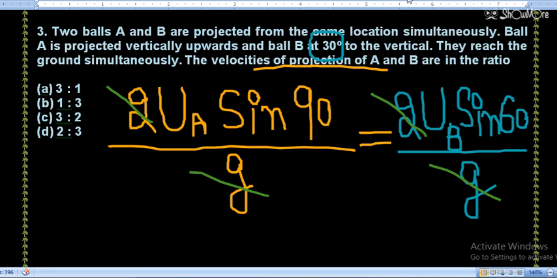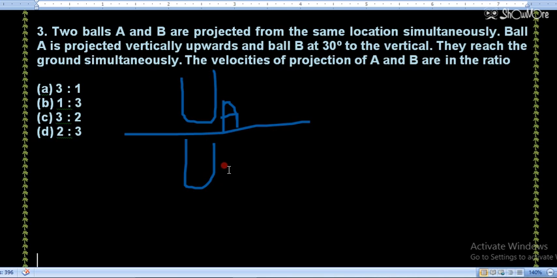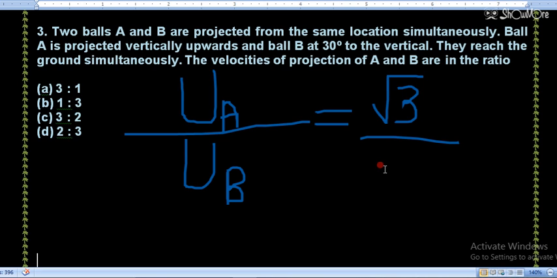So now students, what is left, we have to find, okay, g cancels out, 2 cancels out. So sine 90 is equal to 1, sine 60 is equal to root 3 by 2. So from here we can find that the ratio of uA by uB will be equal to sine 60. Sine 60 is equal to root 3 by 2. So this will be the answer for the given question.